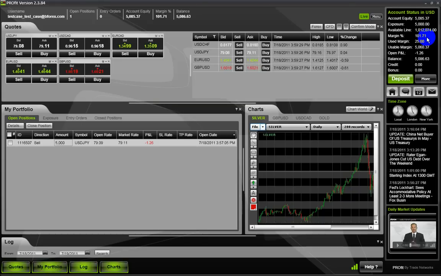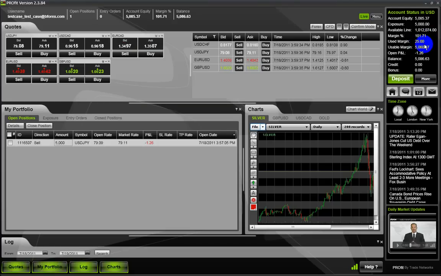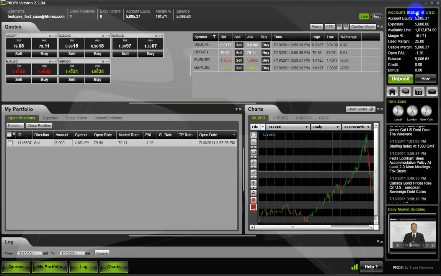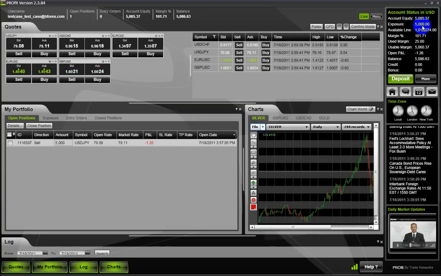So again, keep your used margin approximately 10% or less of your total equity, and that way you'll always have control of your trades at all times, and you'll be able to use the leverage to your advantage.